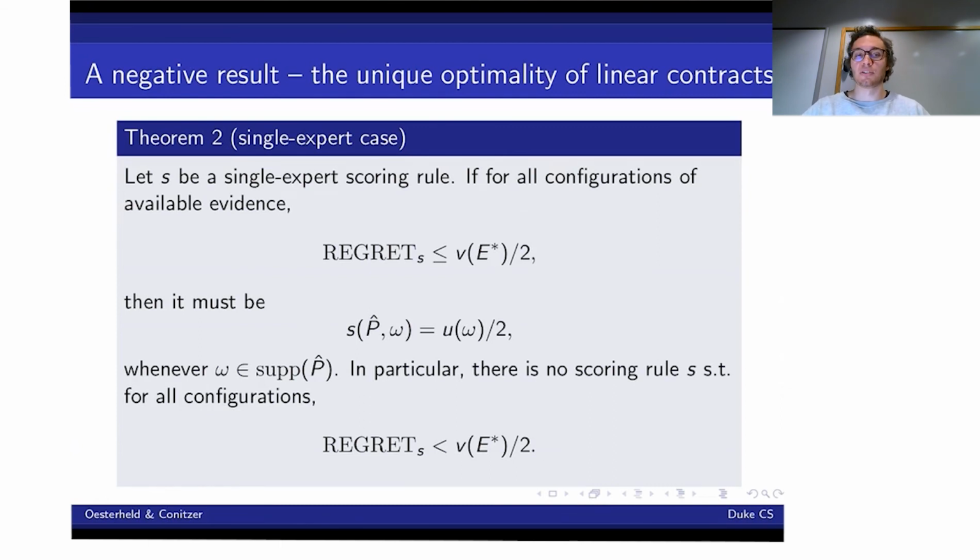But there's one thing that you can do with the prediction. If the expert predicts that a particular outcome never occurs, and then in the end it does occur, then you can do something else. You can, for example, punish the expert, and then you can still achieve this regret bound. But again, the main takeaway is that this linear scoring rule is the only one that achieves the optimal regret bound, and there's nothing that achieves a better regret bound than the linear scoring rule.